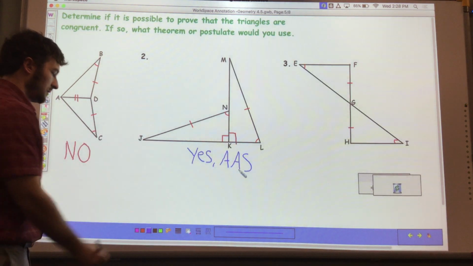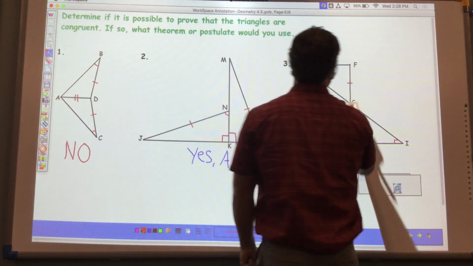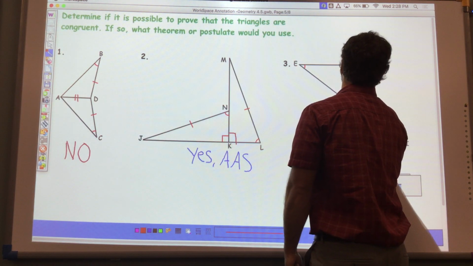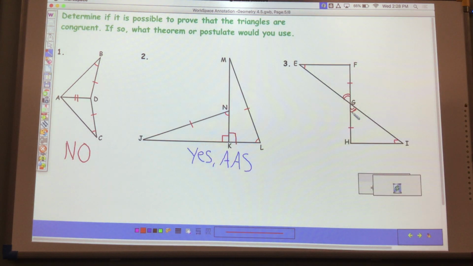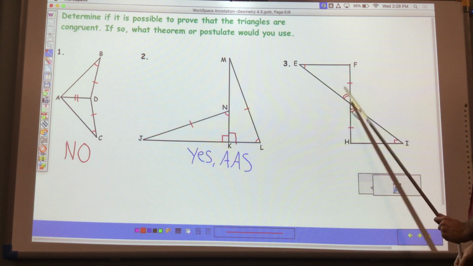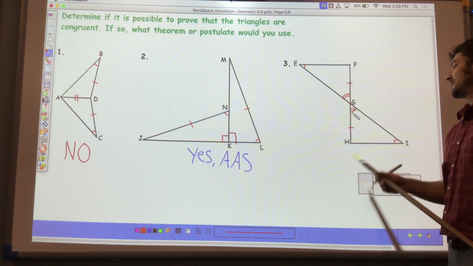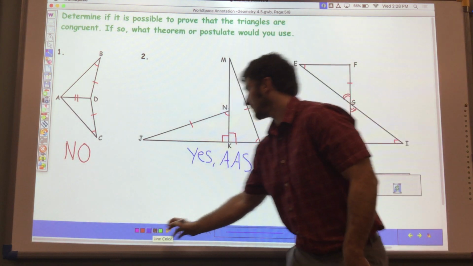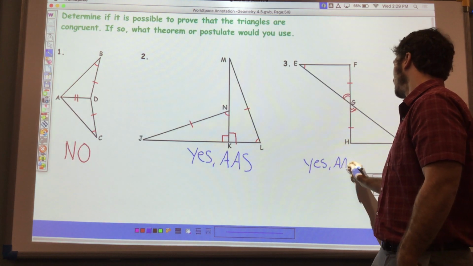Over here, hopefully you notice this on your quiz, on the first one. Vertical angles, always be on the lookout for vertical angles, and we have a couple there. And if we follow our pattern, we have an angle, and then a side, and again we have angle, angle, side. So this one is also yes by angle, angle, side.